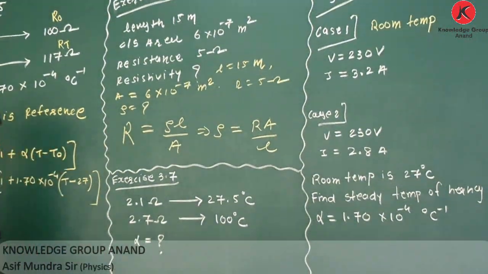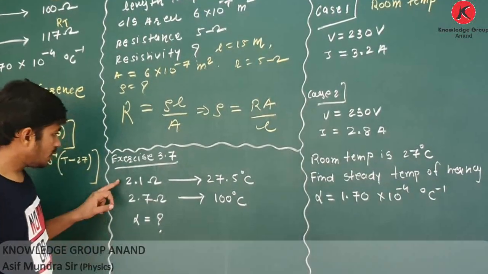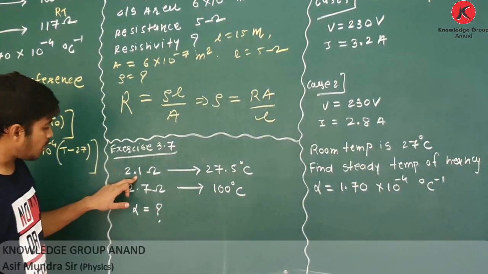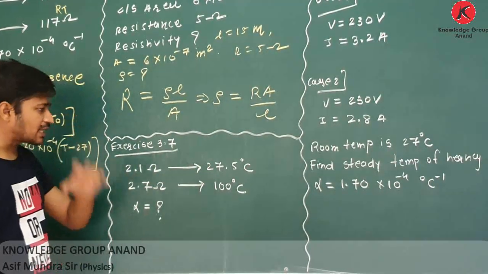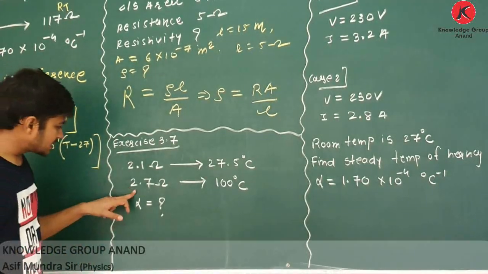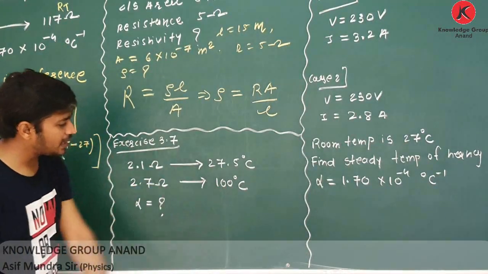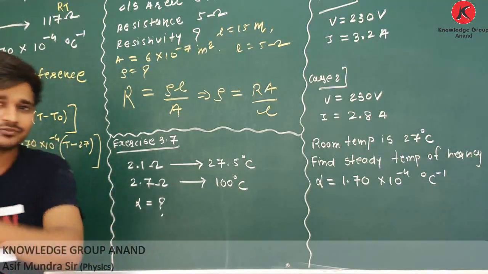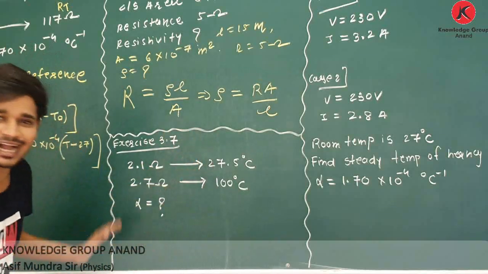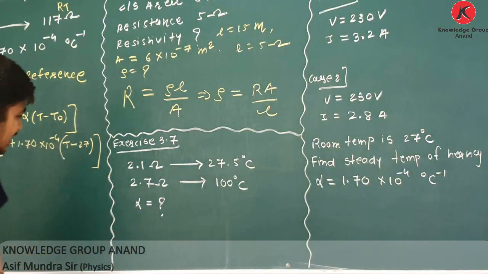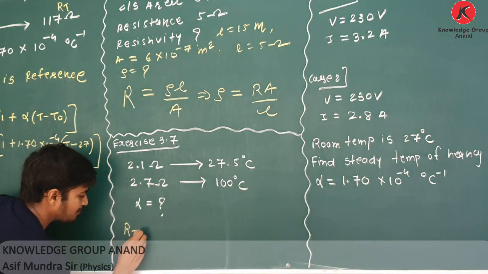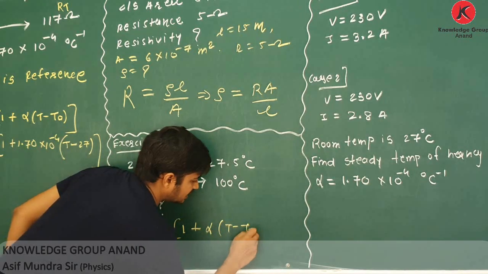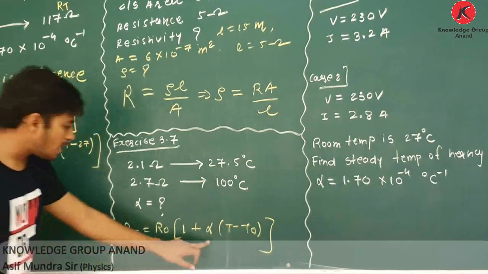Next question. See, one material is given. For the material, resistance is 2.1 ohm when temperature is 27.5 degrees Celsius. Resistance is 2.7 ohm when temperature is 100 degrees Celsius. You have to find what is temperature coefficient of resistivity. Again, if you observe data, again you have to use this equation. RT is equal to R0 1 plus alpha T minus T0. Yes or no? Yes. You have to find alpha.